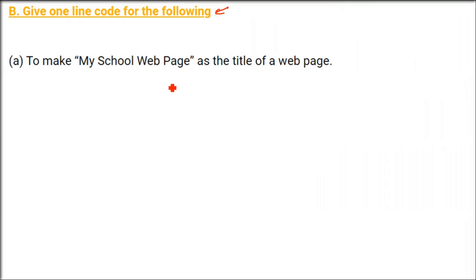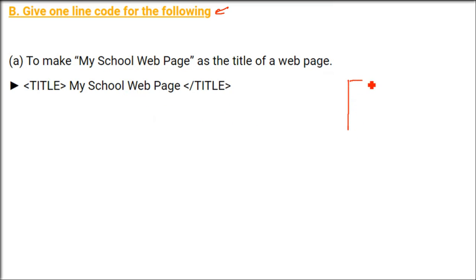Now give one line of code for the following. So we'll use HTML to put this code wherever it is required. For that you need a title. This is the image, this is your web page. So here this will come on the top. I'll just write it in short, my school web page. So this will come here. The title, how to do this?